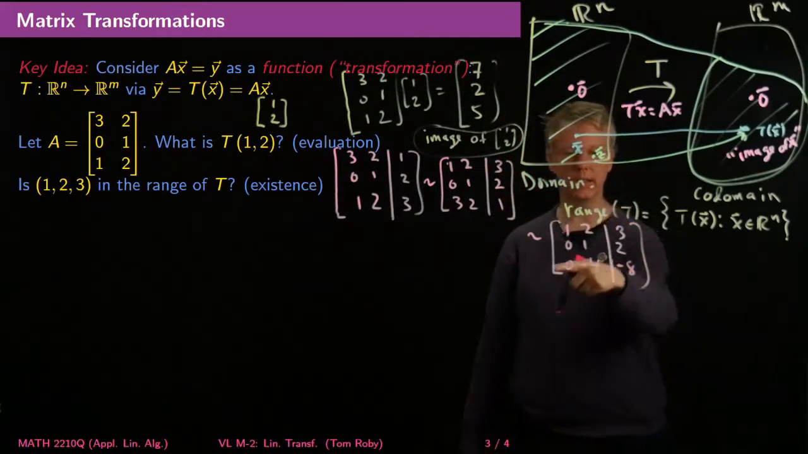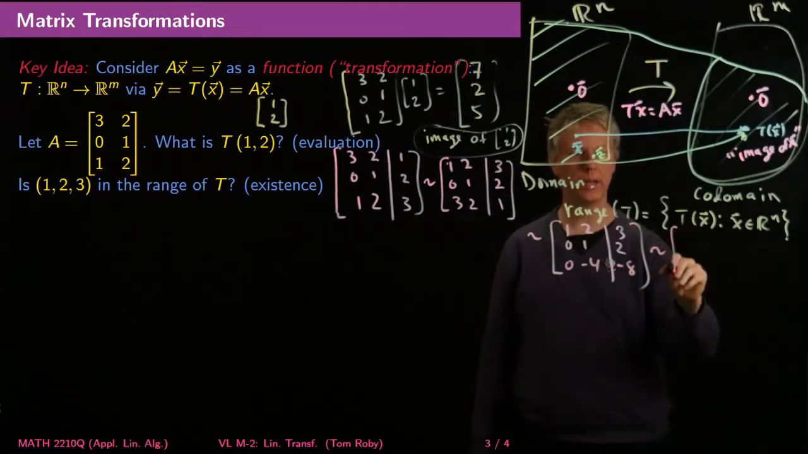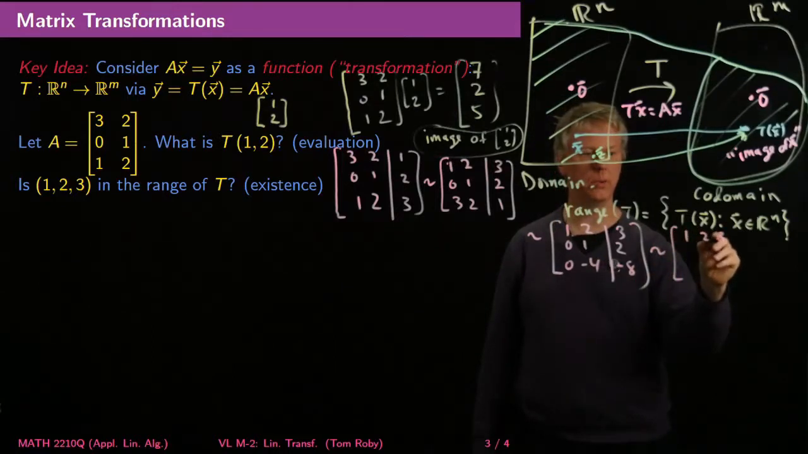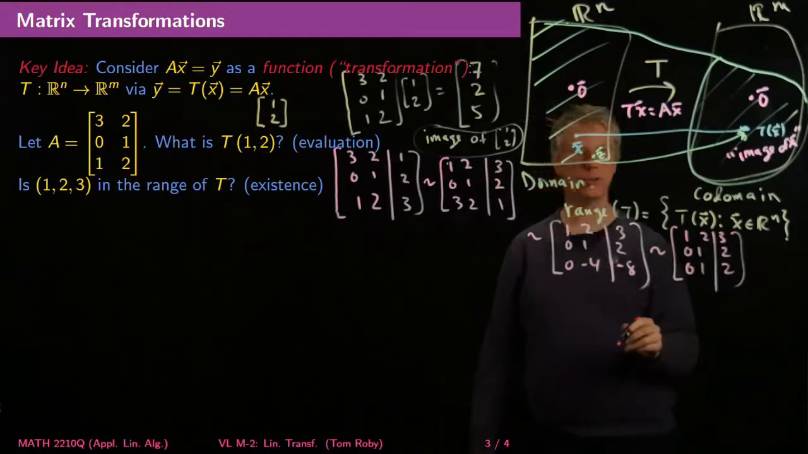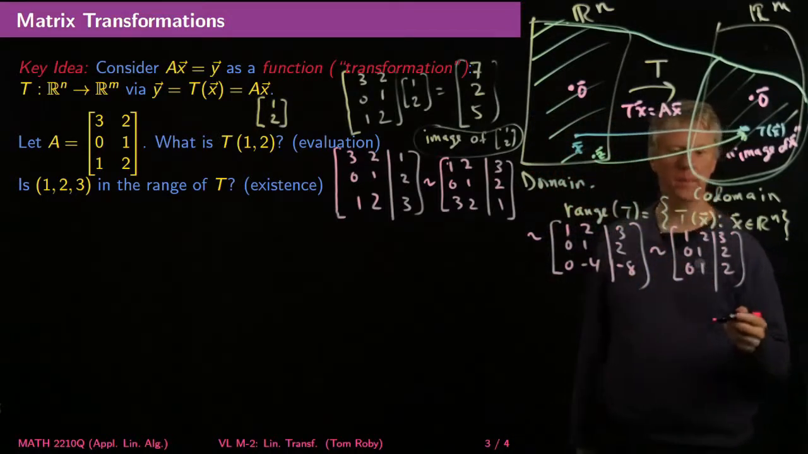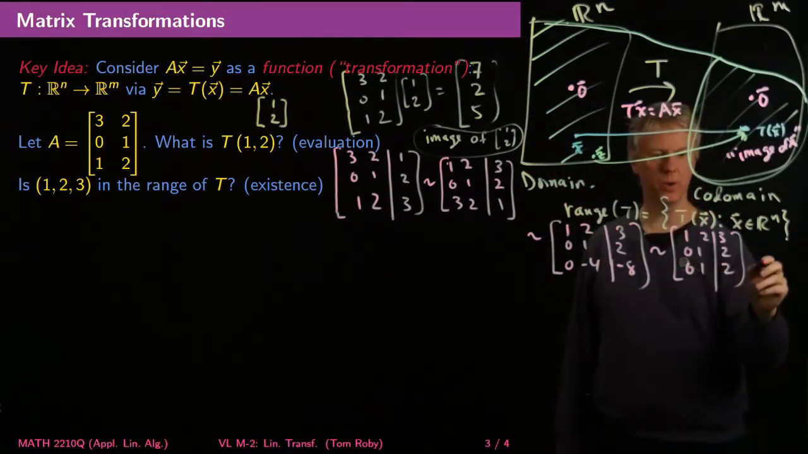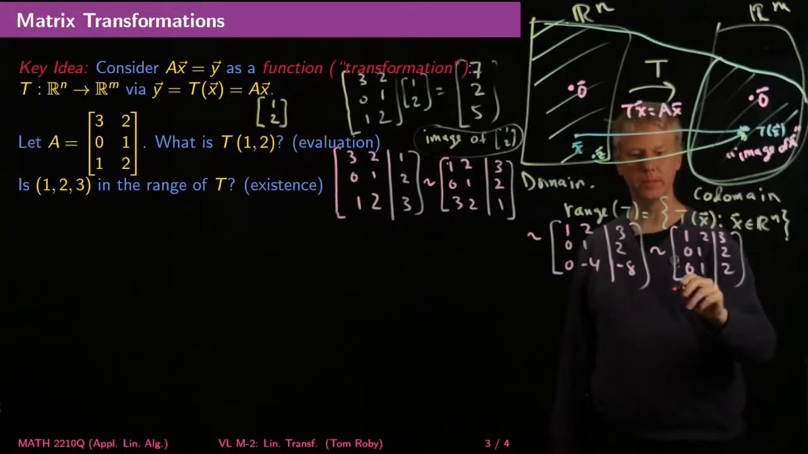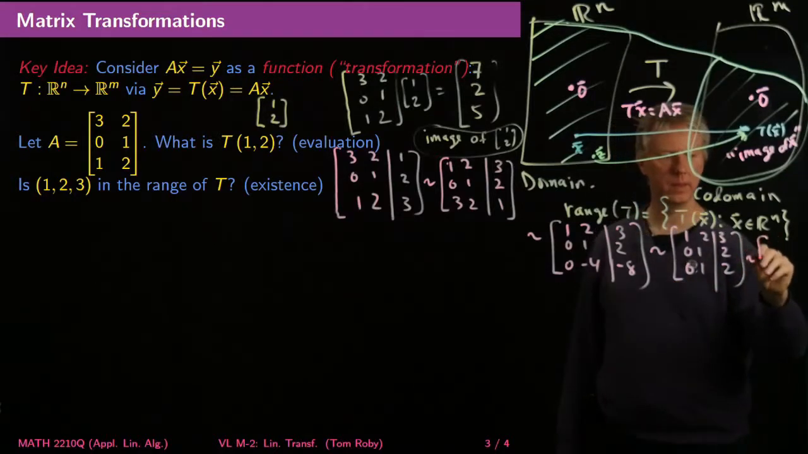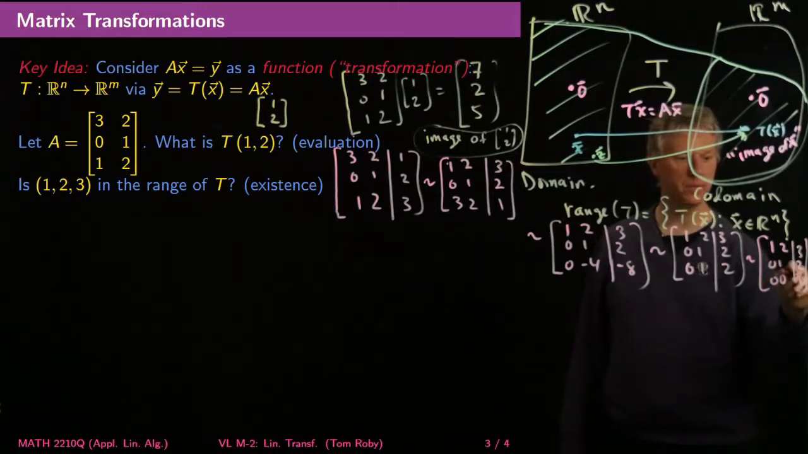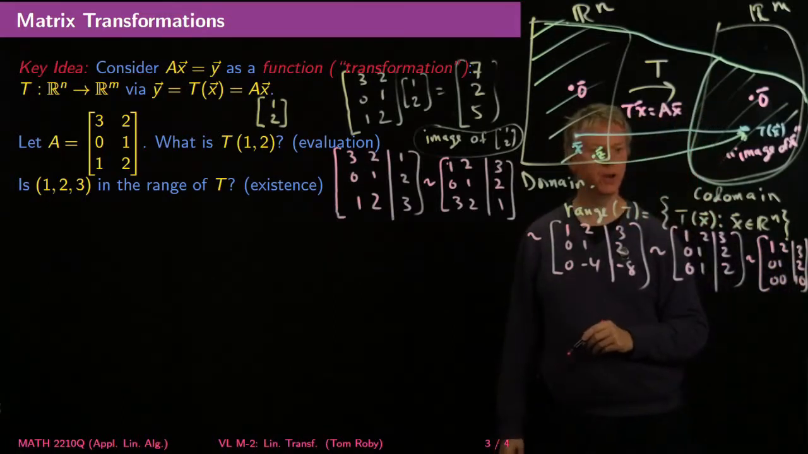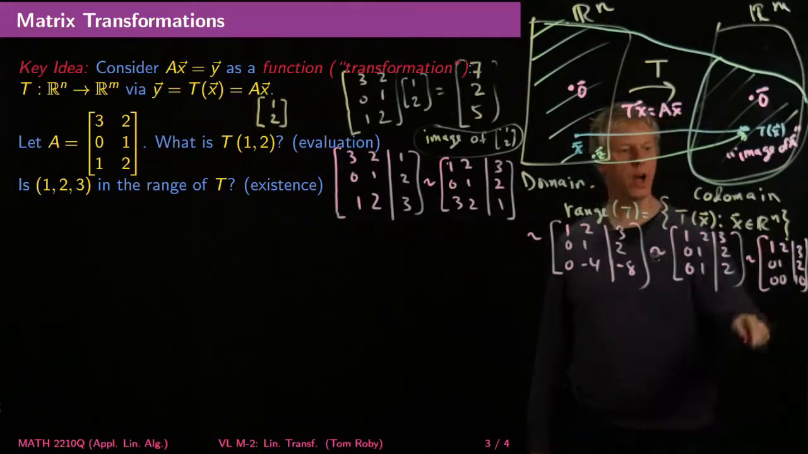And now I notice that I can rescale the bottom row, and I end up with 1, 2, 3, 0, 1, 2. Well, it's just going to be 0, 1, 2, right? So now I've got the same row twice, and so in reduced row echelon form, this becomes 1, 2, 3, 0, 1, 2, 0, 0, 0. Okay, so I end up with 0 equals 0, and I've got two columns.